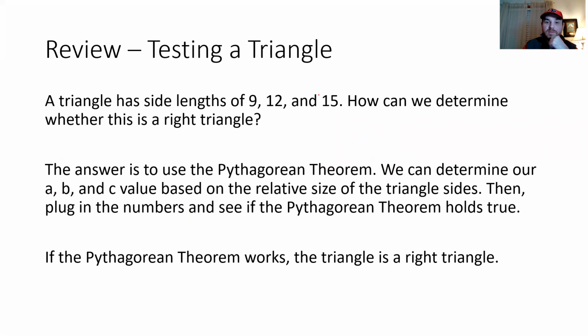We have our A, B, and C value. Remember Pythagorean theorem, A squared plus B squared equals C squared. And we need to figure out what is A, B, and C. C is always going to be the biggest value, no matter what. So this is definitely our C. This is going to be A, and this is going to be B because that's just convenient. So we have 9 squared plus 12 squared equals 15 squared.